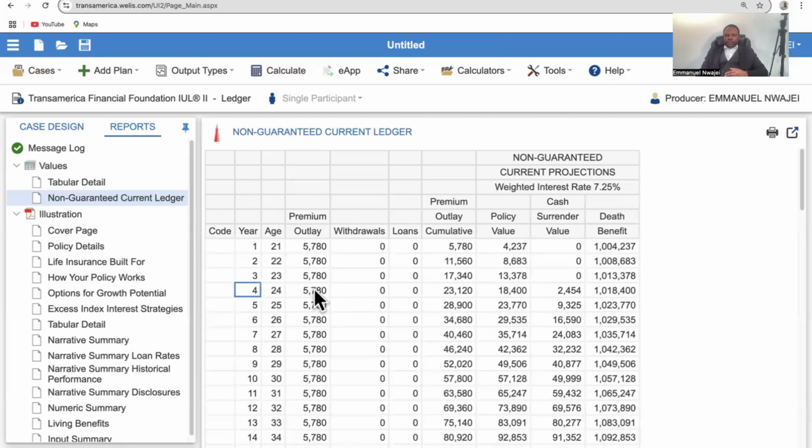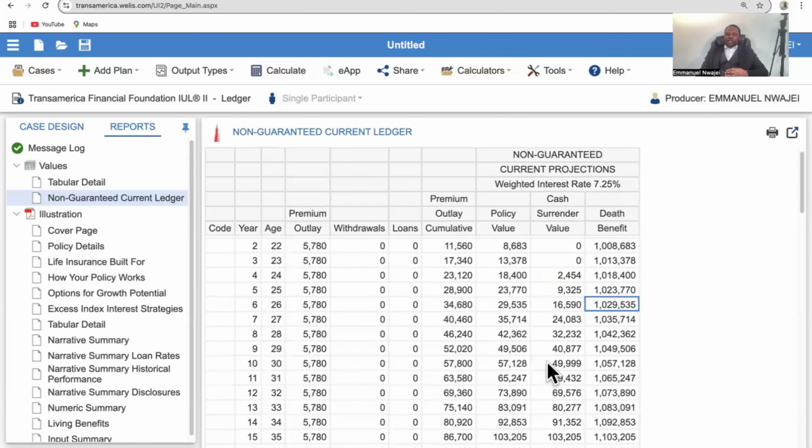In year four, you are putting in a total of $23,120, and the interest it has produced for you is $18,400. The only amount that is available for you to withdraw is $2,454, and it goes on. As the years go by, things are changing. This is your annual premium. This is the total amount you would have put in at the end of 6 years. This is the total interest that's produced for you. This is the amount that's available for you to withdraw. You see that? Now remember that any amount you have there plus the total policy value is what we call the death benefit.